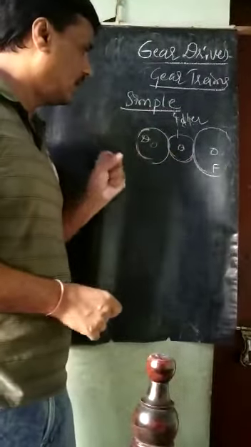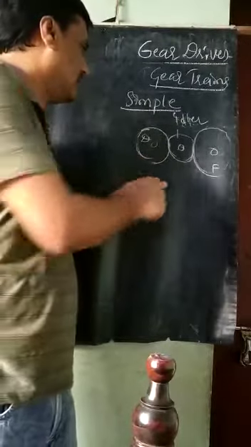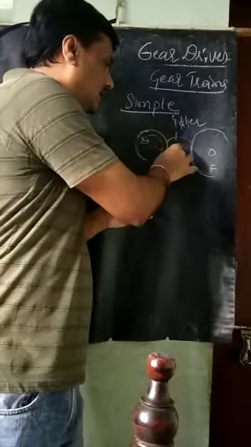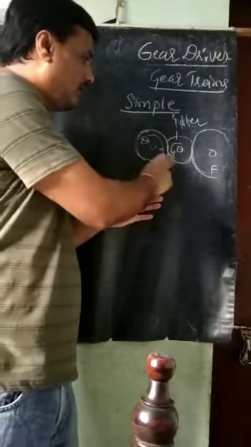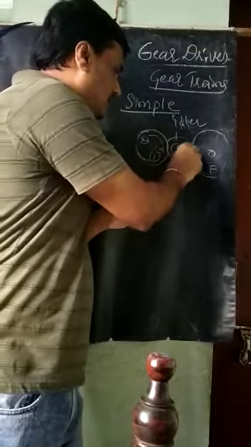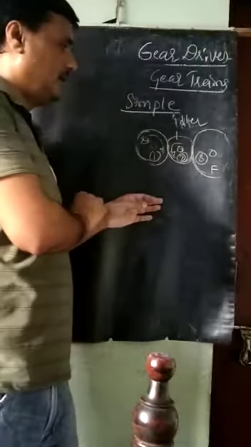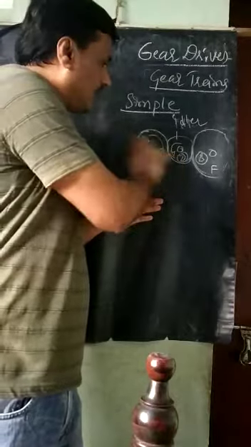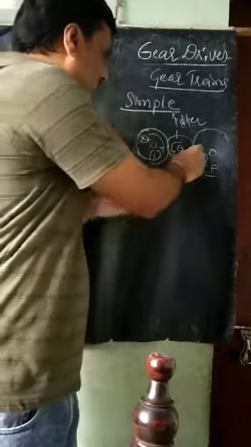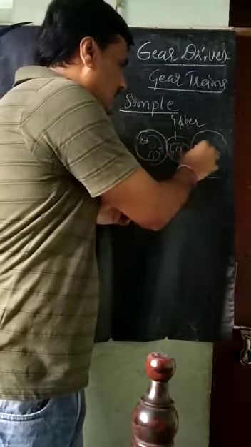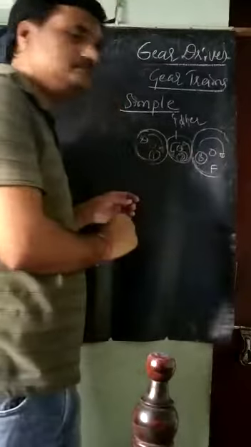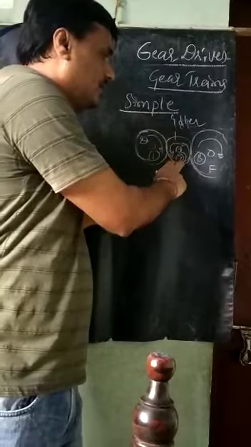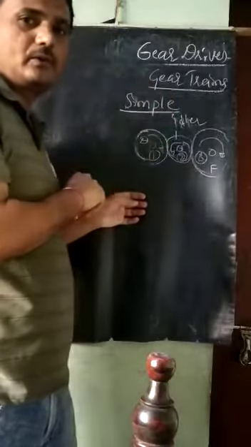Now, how are the directions of these gears? If the driver is moving in a clockwise direction, this idler will move in an anti-clockwise direction. If I take this as the first gear, this as the second gear and this as the third gear, the first is the driver and the second is the follower. The second is anti-clockwise, so the next will become clockwise. Now the idler gear becomes the driver and this follower becomes the last follower.